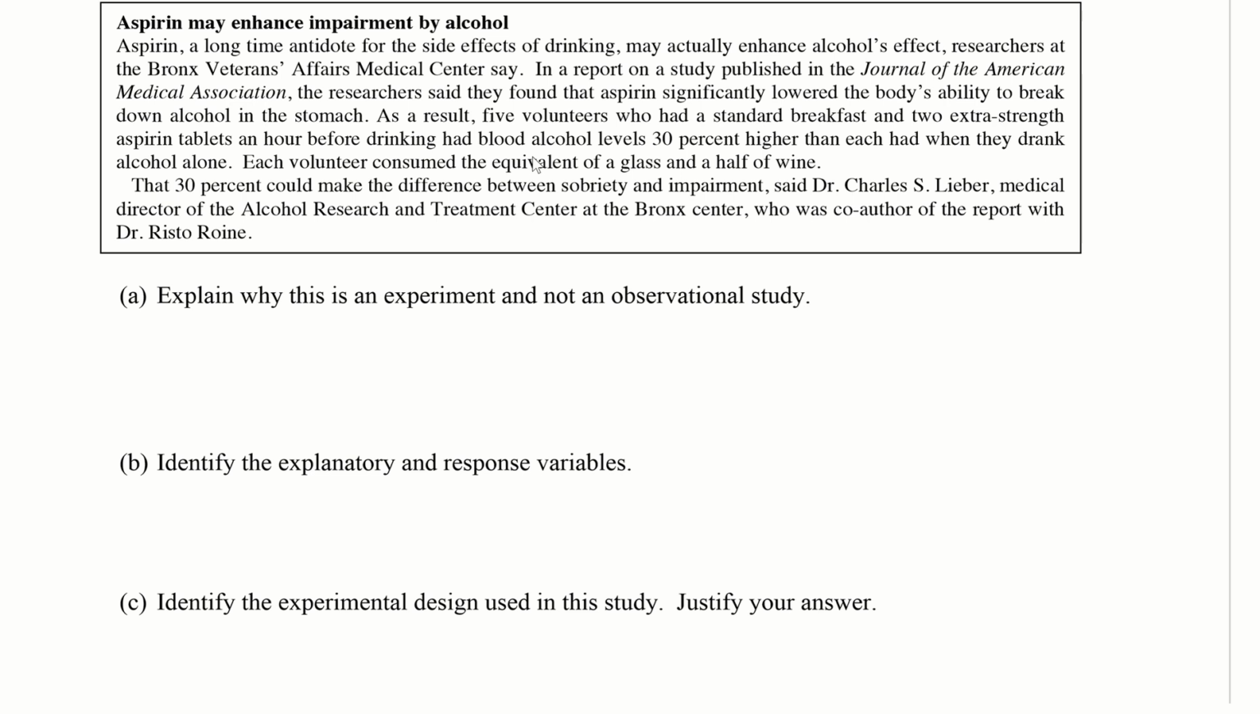As a result, 5 volunteers who had a standard breakfast and 2 extra-strength aspirin tablets an hour before drinking had blood alcohol levels 30% higher than each had when they drank alcohol alone. Each volunteer consumed the equivalent of a glass and a half of wine. That 30% could make the difference between sobriety and impairment, said Dr. Charles S. Lieber, medical director of the Alcohol Research and Treatment Center at the Bronx Center, who was co-author of this report, with Dr. Risto Roine.